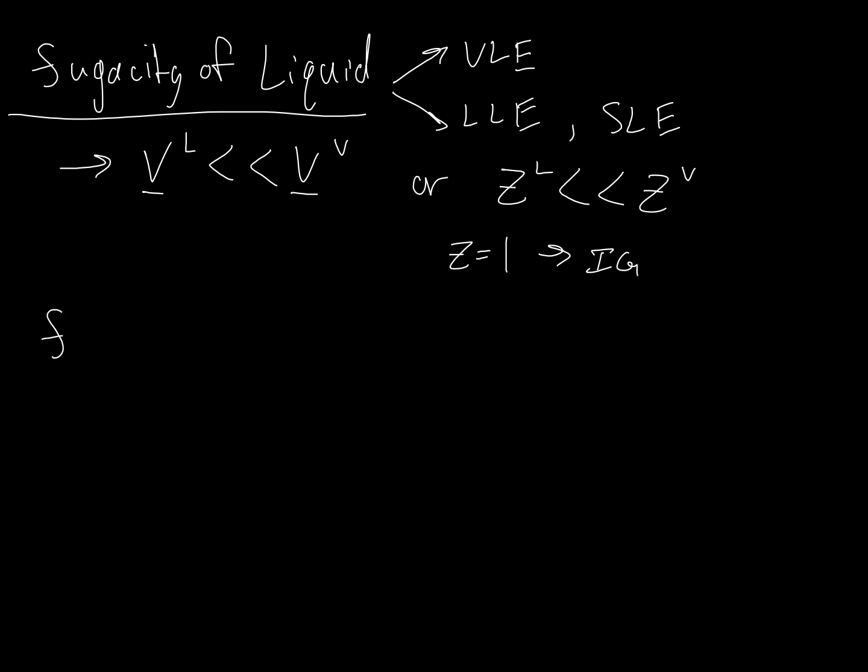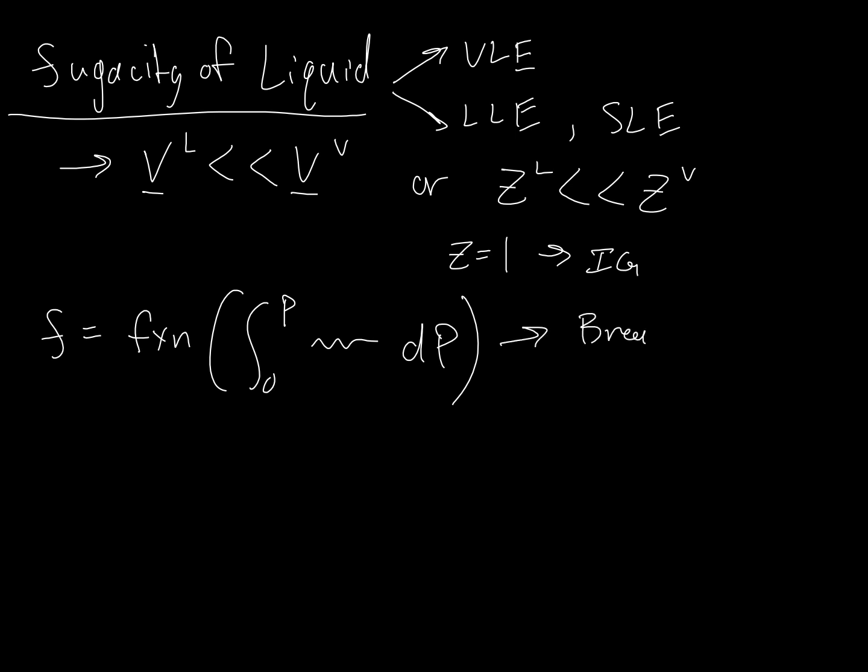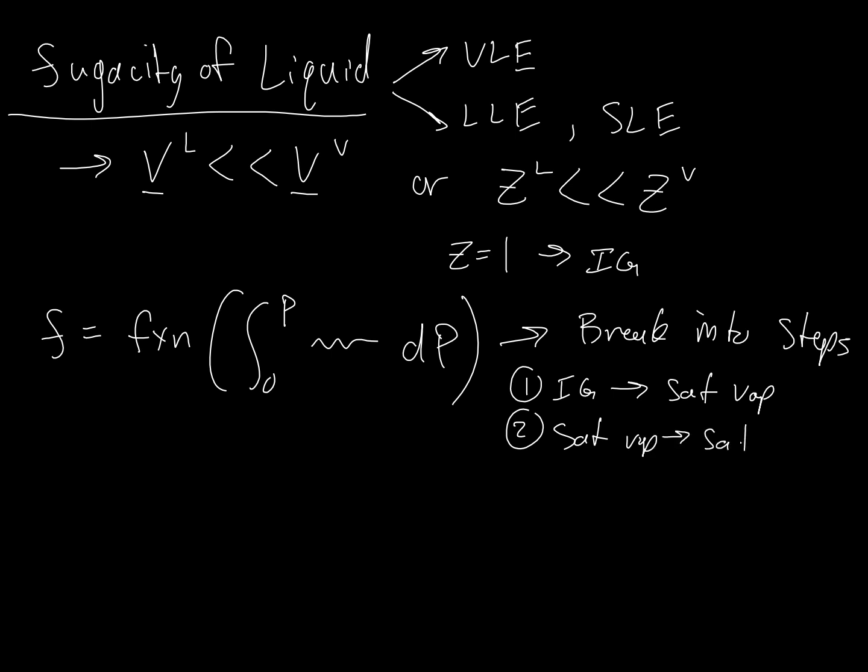So when we defined fugacity, it was a function of this integral, 0 to P of a bunch of complex stuff, dP. And this involves a phase transition. So what we're going to do is break it into 3 steps. One, we're going to go from the ideal gas state to a saturated vapor. No phase changes involved there, right? We're just pressurizing the system. Two, we're going to go from a saturated vapor to a saturated liquid. And then we're going to take it all the way down to a subcooled liquid.